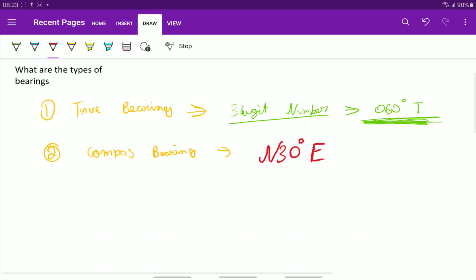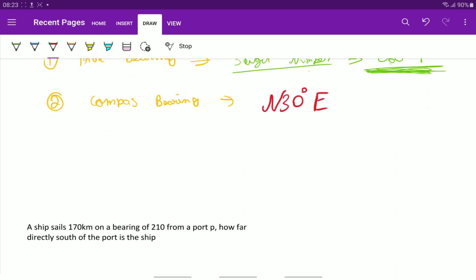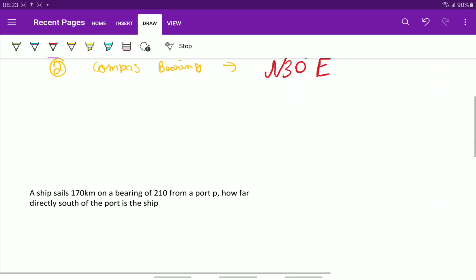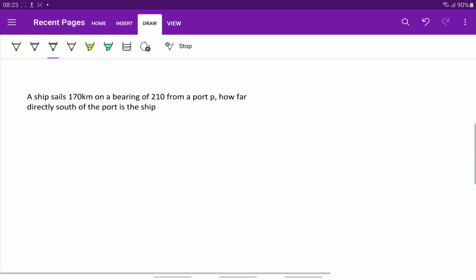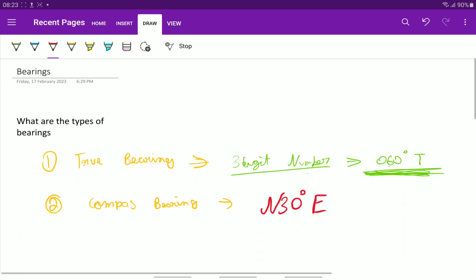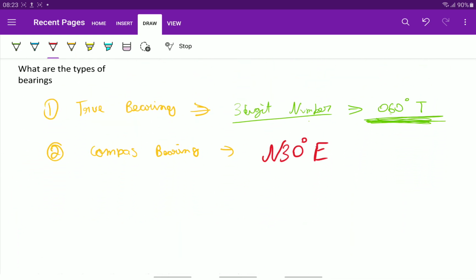Okay, so these are the two types of bearings: true bearing and compass bearing. Now let's go into some example questions, because we understand this, don't we? Let me just show you how you graph these types of bearings.